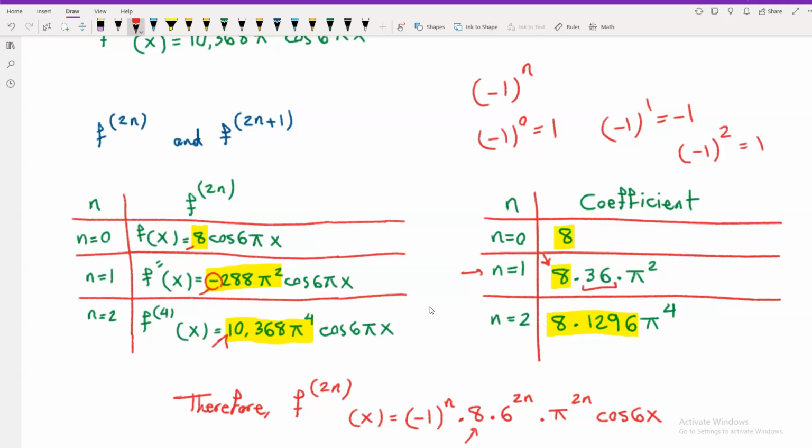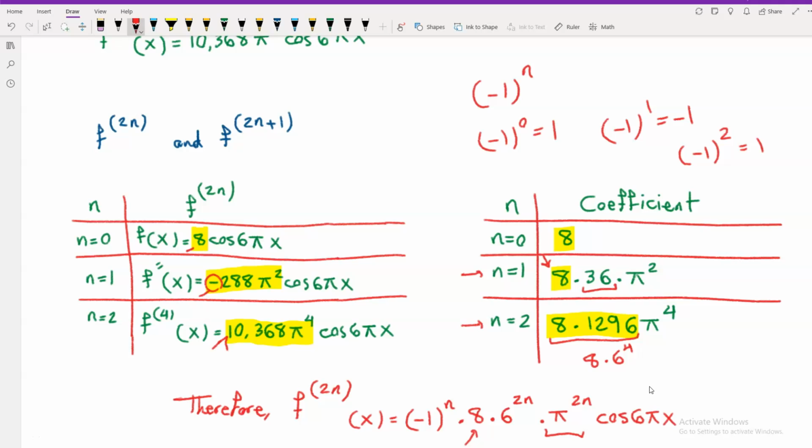And then for this part, n is 2. So we have 6 to the 4th power multiplied by 8. So 8 times 6 to the 4th power is equal to 8 times 1,296. So this is what our pattern is for even number derivatives. And then I multiply by pi power 2 times n, and then multiply by cosine 6 pi x.